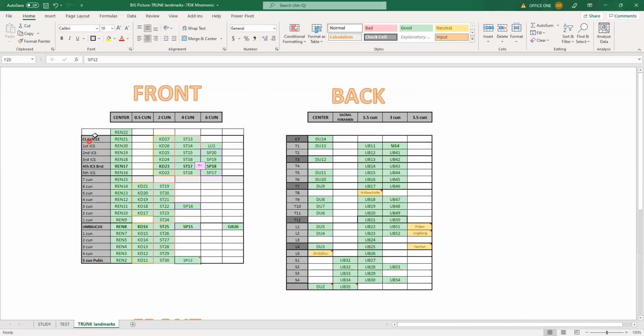You will see that for the lines on the chest, on the front of the person, the center is the midline. Then you move laterally, to the right or the left. In this case, it will be the left of the patient. You will see 0.5 soon, then 2 soon, 4 soon, 6 soon, and there is one point that is not on the front, but it is on the same level here. We'll discuss this later.